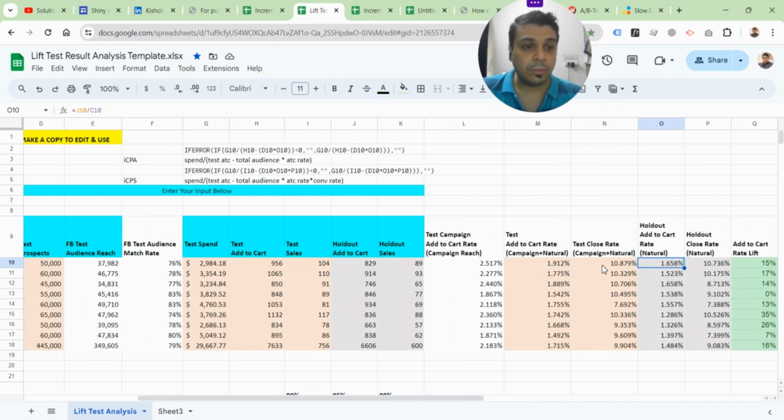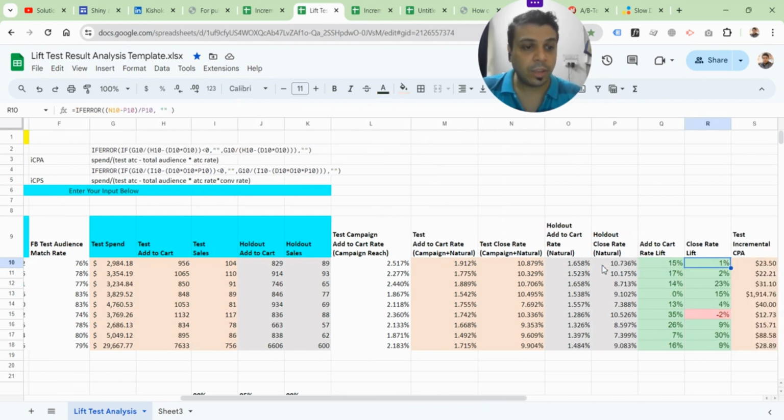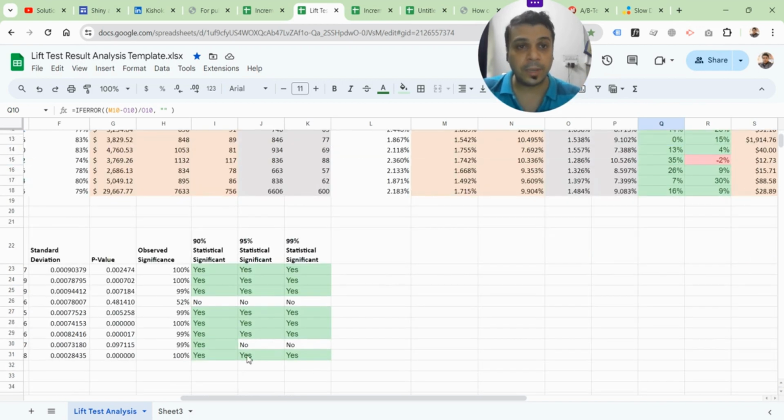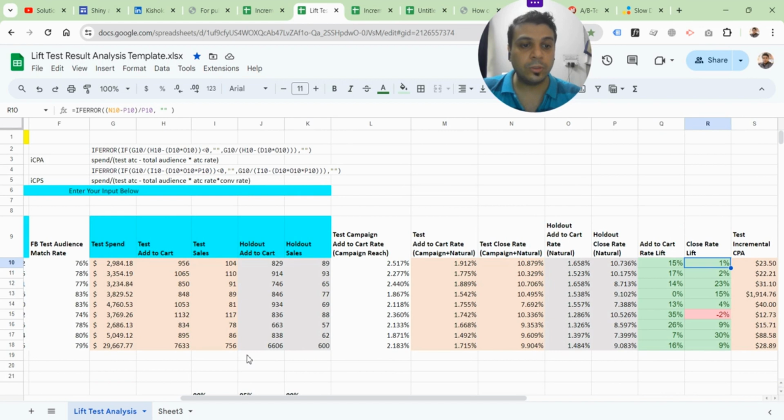And similarly, we have the holdout add to cart rate, the holdout close rate, which is simply sales or sales conversion rate, and then we have the lift. Okay, so the lift is the metric which is going to give you the measure of incrementality, the actual incremental impact, and this, by the way, can be a causal impact because we have all the things built in, as long as we can establish statistical significance. So that's going to happen a little bit later. But let's just quickly go through this bit first.